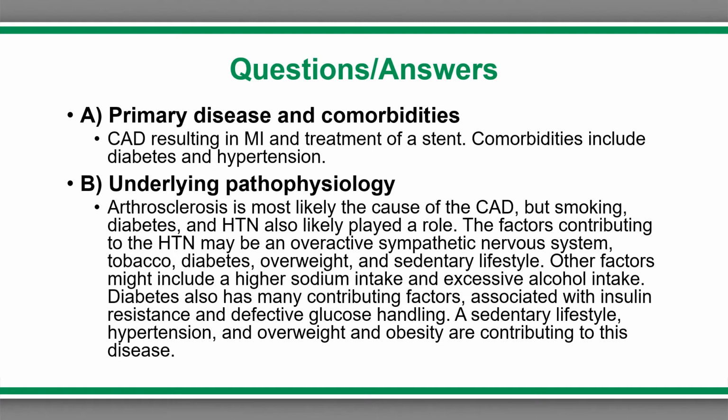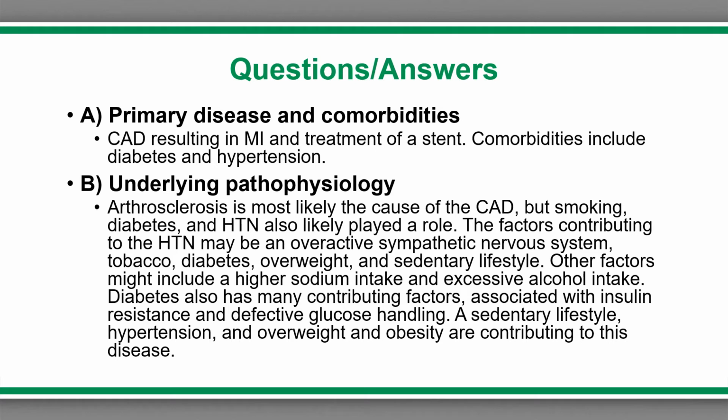So for the questions, the first question has to do with what is the primary disease and what comorbidities. Well, that was completely listed, so what I would list for that question is that she has coronary artery disease, has had a stent, and she has diabetes and hypertension.